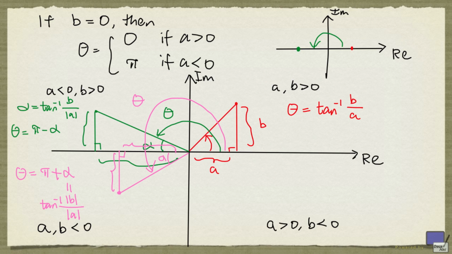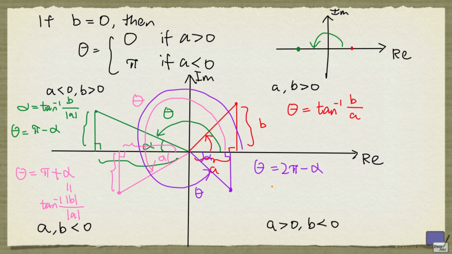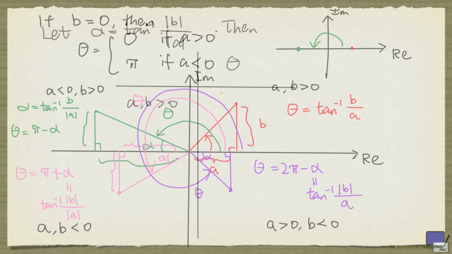Finally, if my complex number is here, and if this angle is alpha, then theta is given by 2 pi minus alpha. And alpha in this case is the inverse tangent of the absolute value of b divided by a. And in fact, we can summarize these four cases.